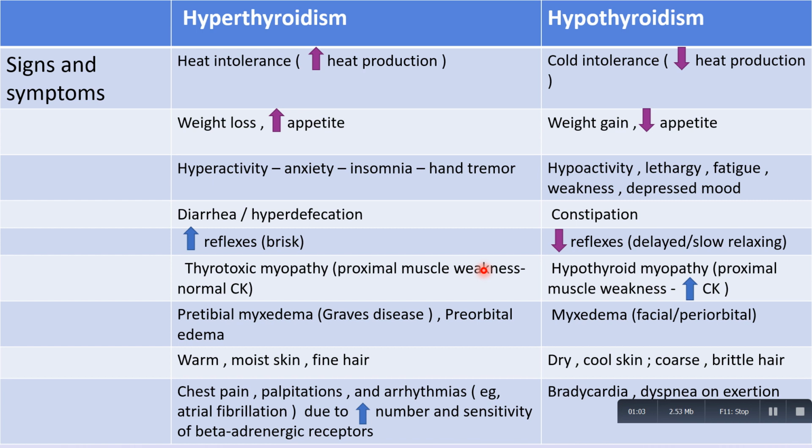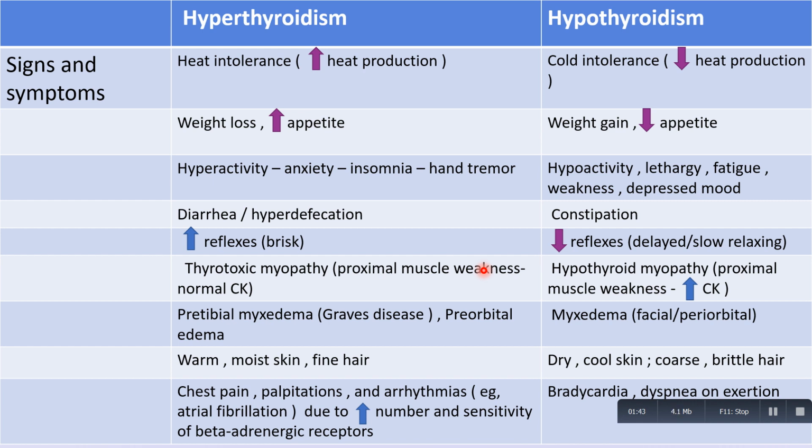ففي حالة الhyperthyroidism thyroid hormones راح تزيد basal metabolic rate which lead to increased heat production فتسبب heat intolerance, weight loss and increased reflexes, chest pain, palpitations and arrhythmia. In case of hypothyroidism راح تقلل basal metabolic rate فيقلل heat production فيؤدي إلى cold intolerance and weight gain and bradycardia and dyspnea on exertion.